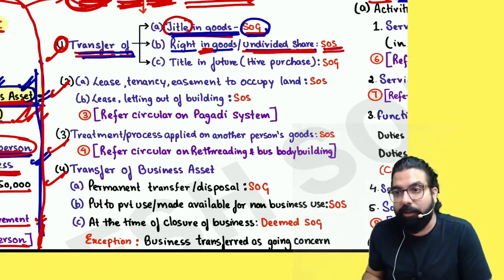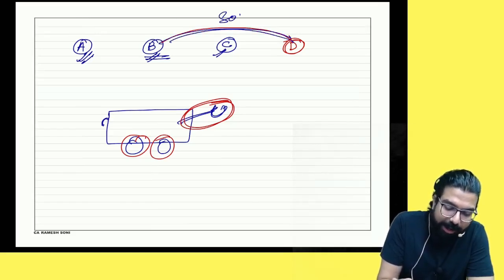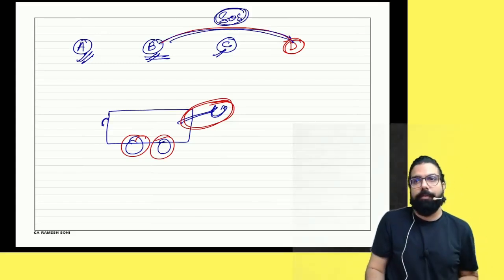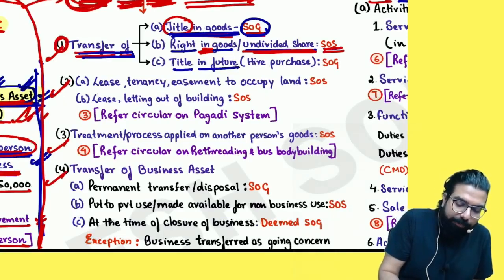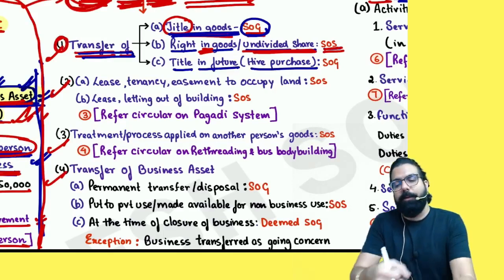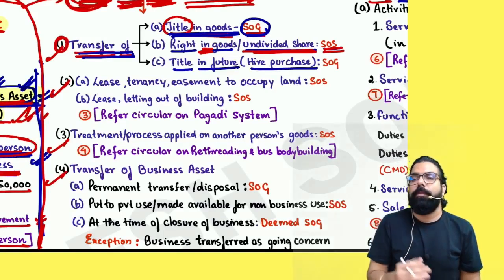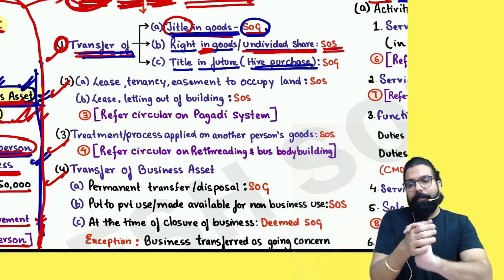Did you guys understand this? So when B transferred the right to D, he is giving what? Supply of. Is my point clear to all? Can I go ahead, everyone? Next. Transfer of title in future or hire purchase. What do you mean by transfer of title in future, everyone?